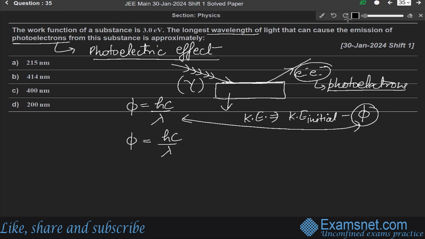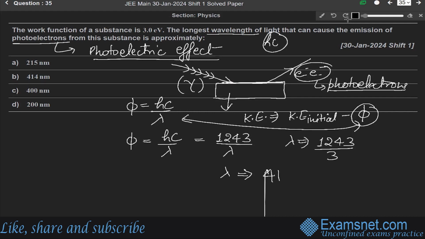Since the value of hc is not given in the question, we take the value of hc equal to 1243 over lambda. So lambda will be equal to 1243 over phi, and phi is given as 3 electron volt. Solving this, we get lambda approximately equal to 414 nanometer. So the correct answer is 414 nanometer. Since this is in nanometer, we use 1243 in nanometer.